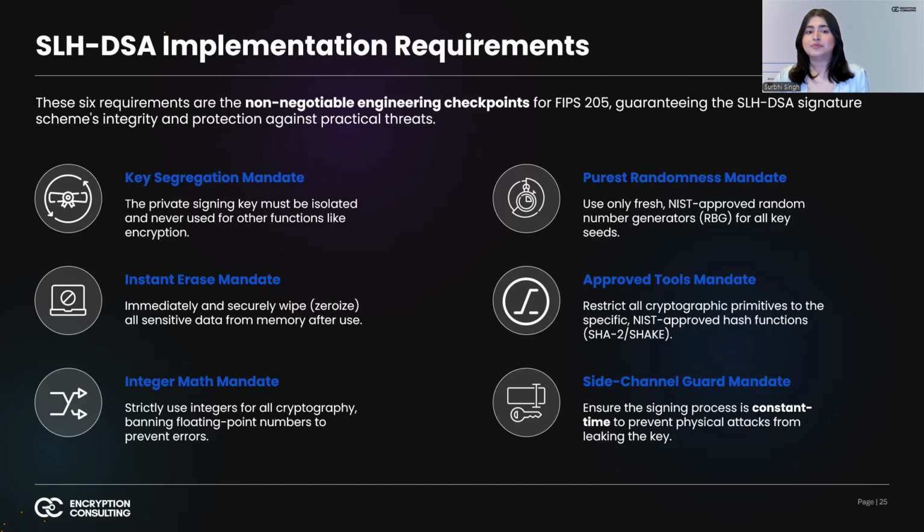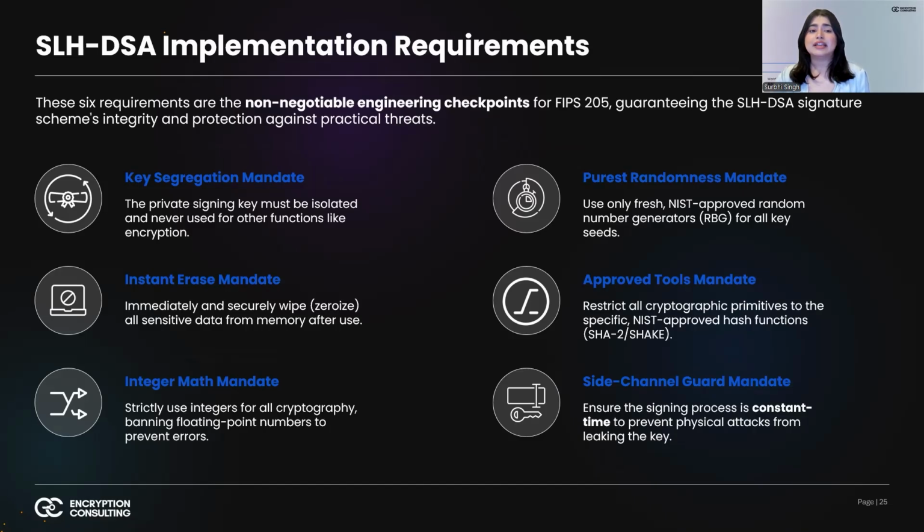Security is all built on unpredictability, and that's where our second point comes in: the purest randomness mandate. When the SLH-DSA key is first generated, it needs several massive secret numbers, and we call them seeds. The core requirement is that these seeds must be fresh, never used before, and they must come from a NIST-approved random bit generator. If we use a cheap, predictable random number generator, it would be like hiding a secret in a location a hacker already has a map for. By mandating the highest quality entropy, we ensure the random source is absolutely unguessable, which is the ultimate source of security for the entire system.